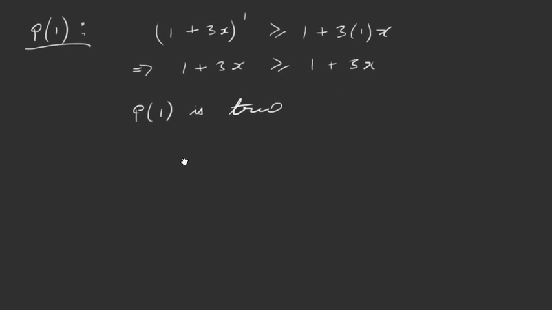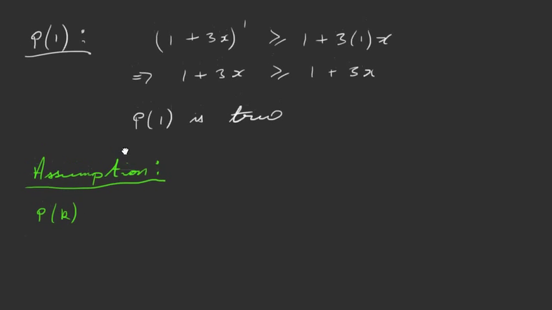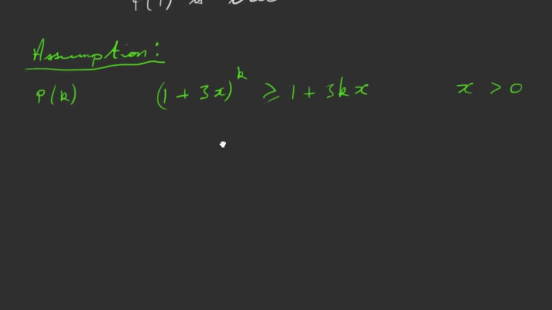Okay, so let's have a look at the next part then. Usually what we do is make an assumption here, so we'll just write that down. And our assumption here is that Pk is true. Pk will just mean that we're going to put in a k here instead of n. We're going to assume it's true for some number k. So in other words, (1 + 3x)^k is in fact greater than or equal to 1 + 3kx. And again, remember that x here is greater than or equal to 0. So this is our assumption here. We're assuming this is true.